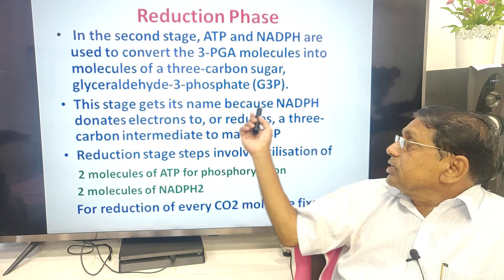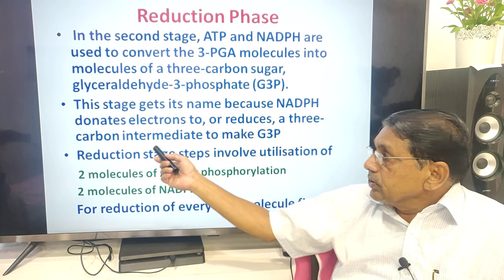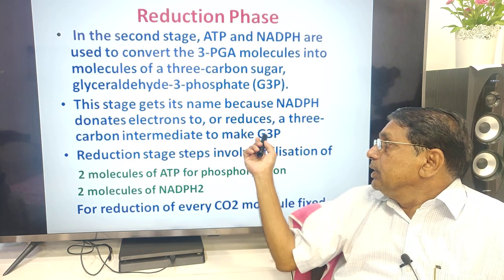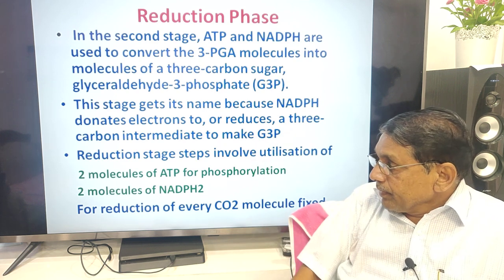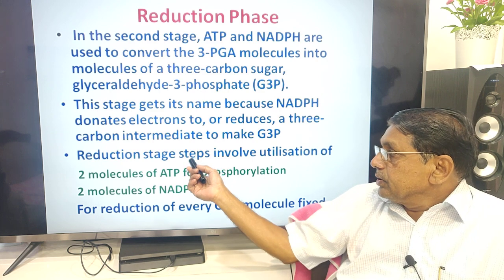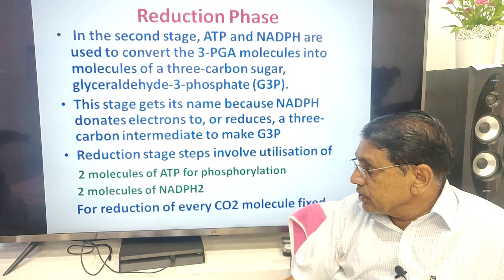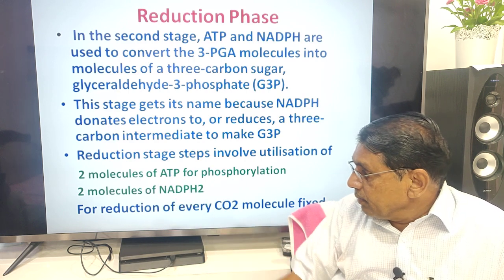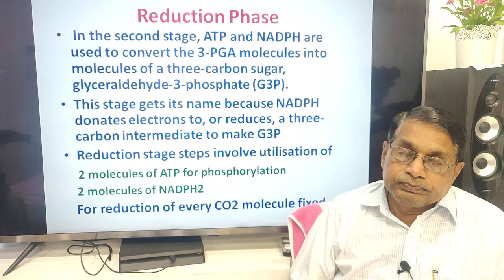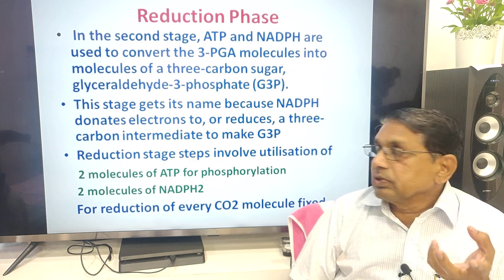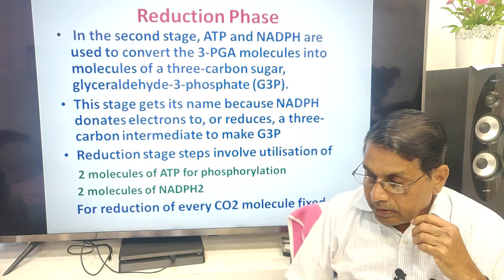This stage gets its name because NADPH donates electrons, or reduces the 3-carbon intermediate to G3P, glyceraldehyde 3-phosphate. The reduction stage involves the utilization of 2 molecules of ATP for phosphorylation and 2 molecules of NADPH for reduction of every CO2. If one CO2 has to be fixed, this is the requirement: 2 molecules of ATP and 2 molecules of NADPH.